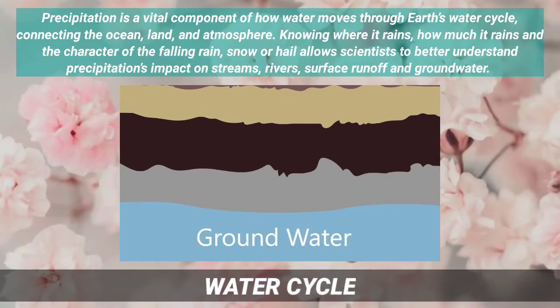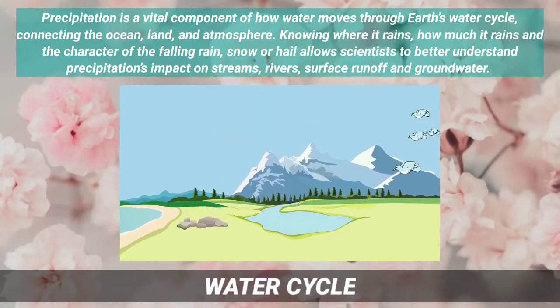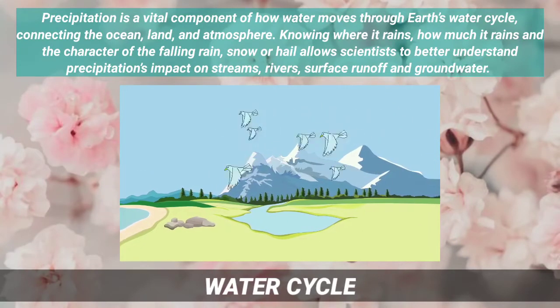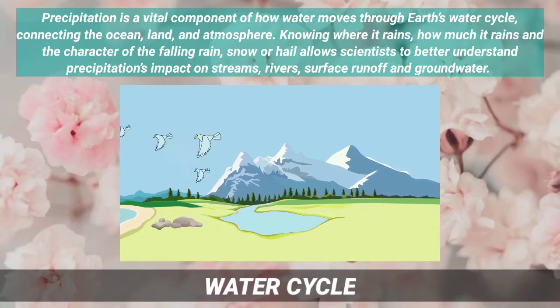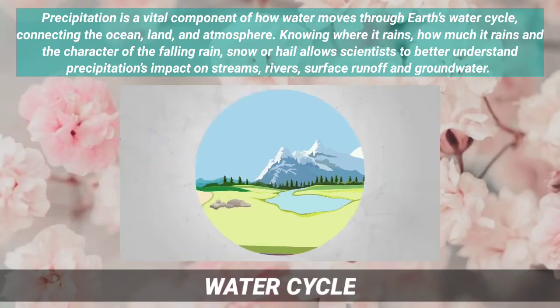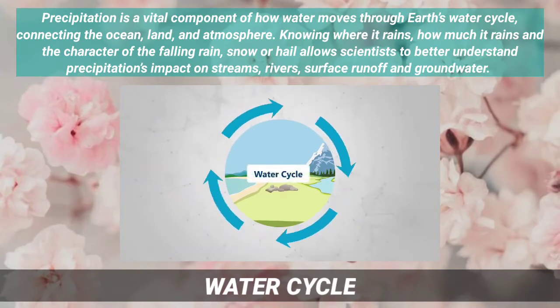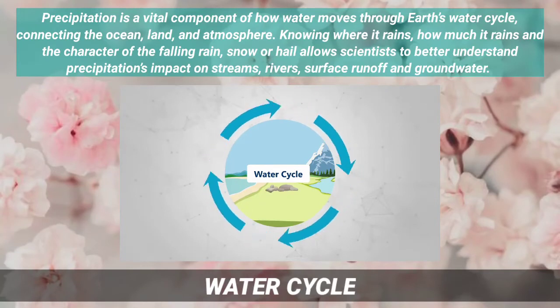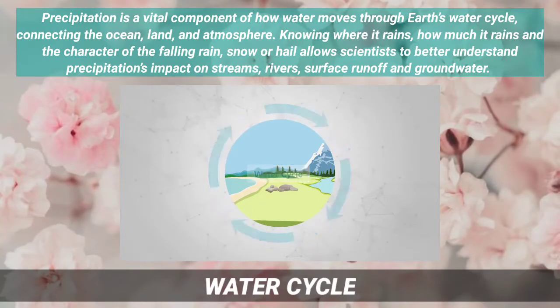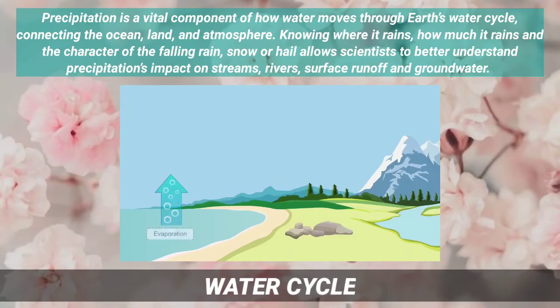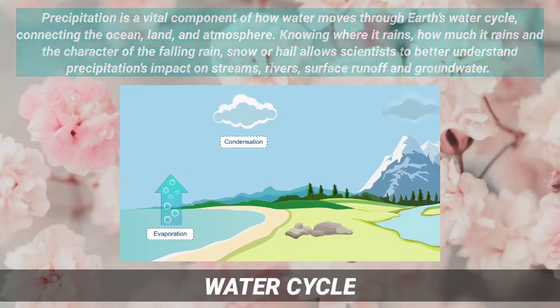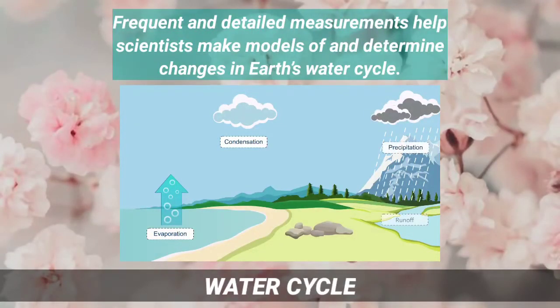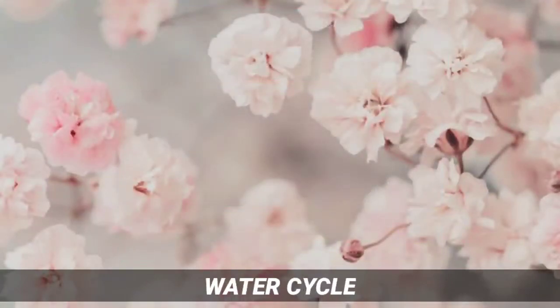Precipitation is a vital component of how Earth moves through Earth's water cycle, connecting the ocean, land, and atmosphere. Knowing where it rains, how much it rains, and the character of the falling rain, snow, or hail allows scientists to better understand precipitation's impact on streams, rivers, surface runoffs, and groundwater. Frequent and detailed measurements help scientists make models of and determine changes in Earth's water cycle.